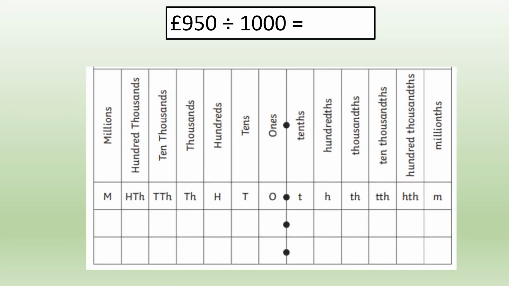Let's have another go. So my calculation says £950 divided by 1,000. So I need to move my digits 1, 2, 3 places to the right. Okay, so my answer would be 95p.